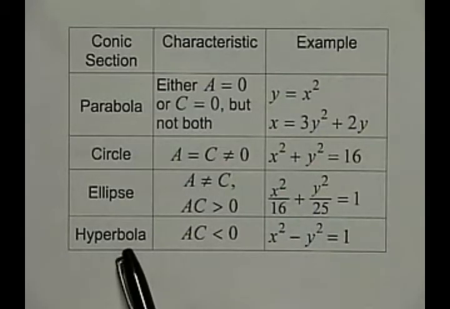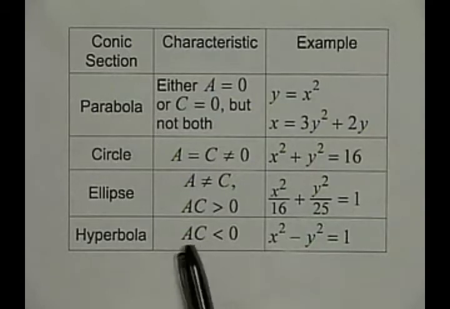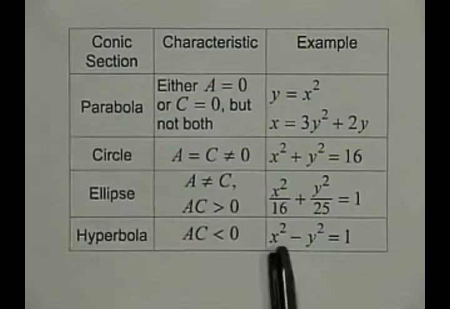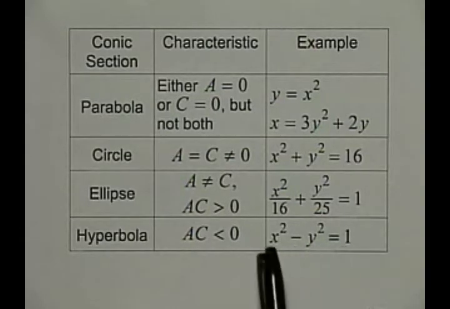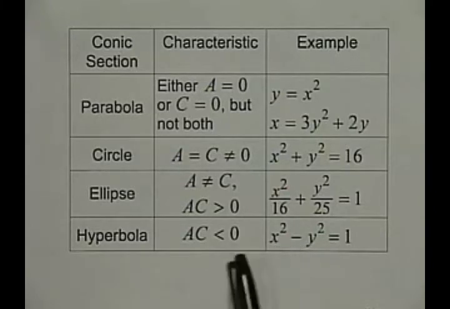For a hyperbola, the product AC is less than 0. A and c could be the same in magnitude for a hyperbola, but the characteristic that makes an equation a hyperbola is that a and c differ in sign. For example, x squared minus y squared equals 1, in which case a is 1, c is negative 1, so their product is negative. Well, let's continue with this discussion and connect equations to graphs.